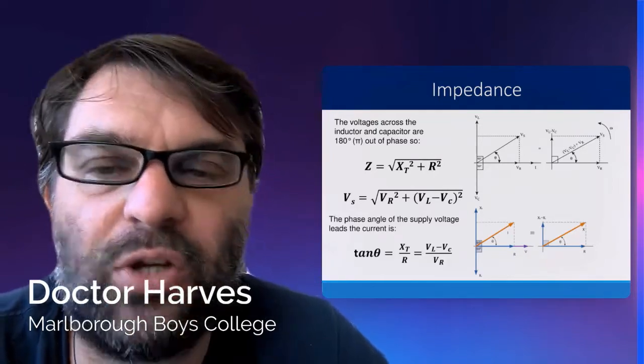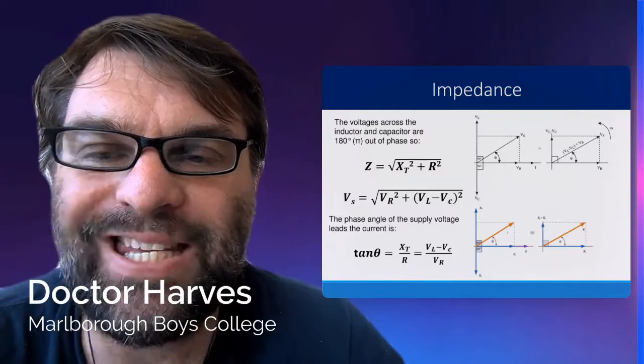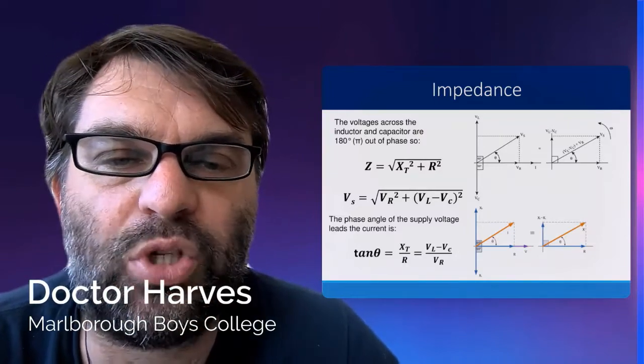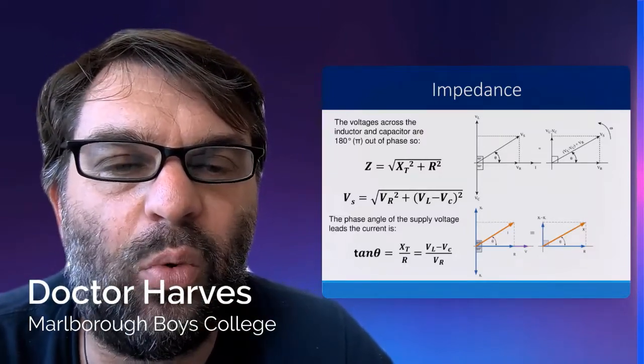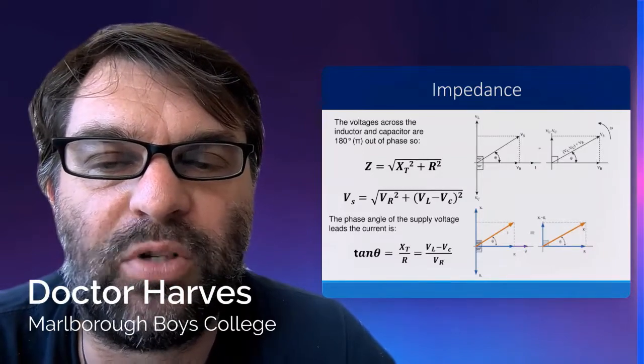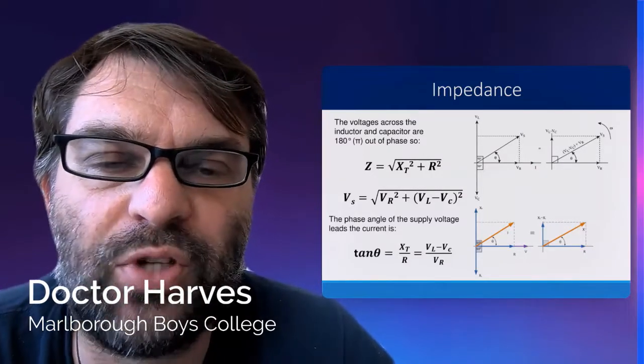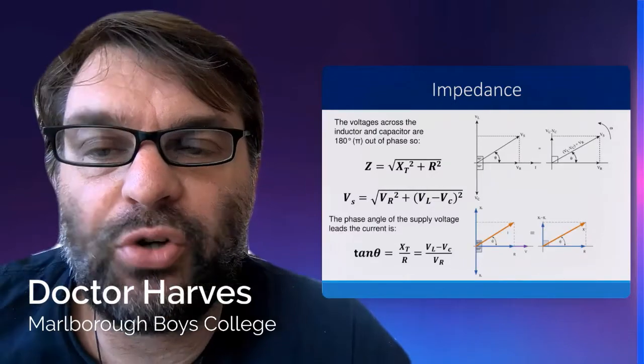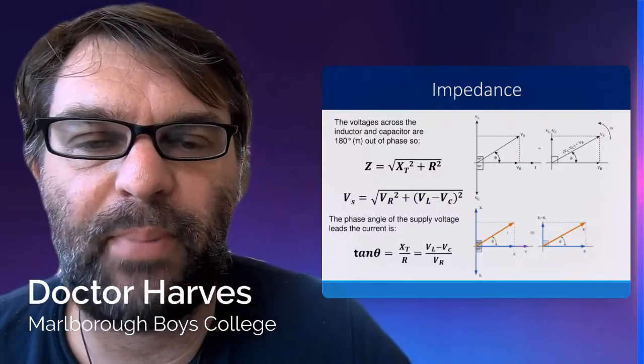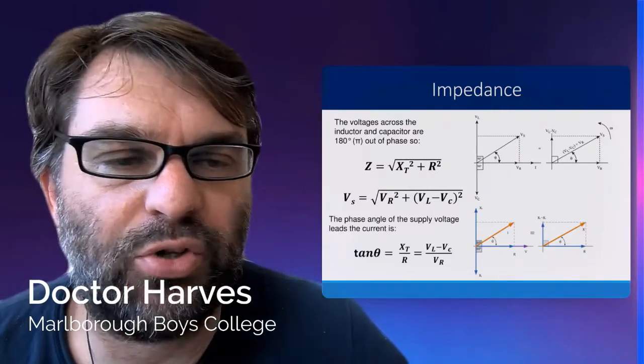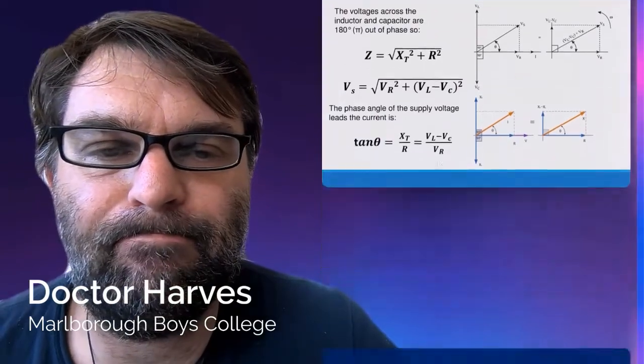And then you can also see from the vector diagrams that tan theta, now the phase angle which the supply voltage leads the current, will be the total reactance divided by resistance, which also equals the voltage across the inductor minus the voltage across the capacitor divided by the voltage across the resistance.